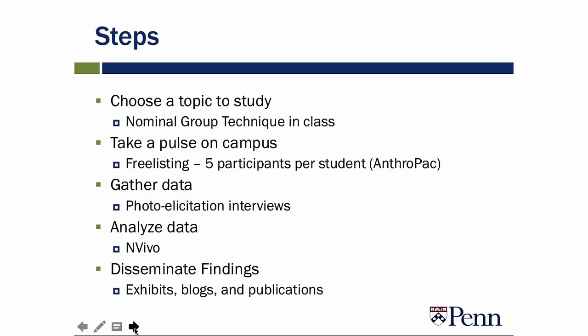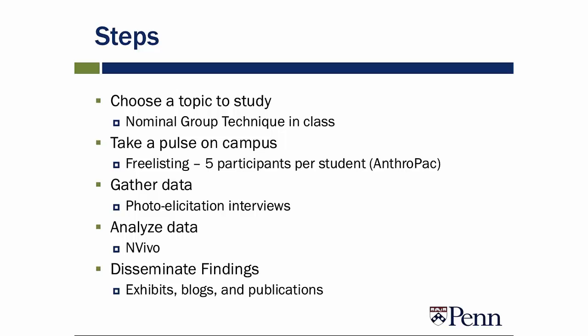So I teach a course in qualitative methods every year for social work and public health students, and we use different qualitative approaches to organize the class. So the first thing we do each semester is decide what we want to study as a group. And we do this through employing a nominal group technique. And if you're not familiar with that approach, I'd encourage you to think about it and look it up. It's really a great way to get to consensus and set priorities and an agenda.